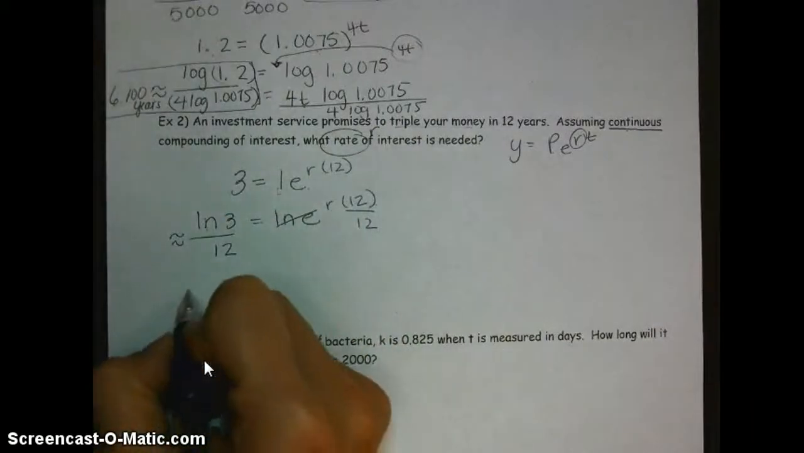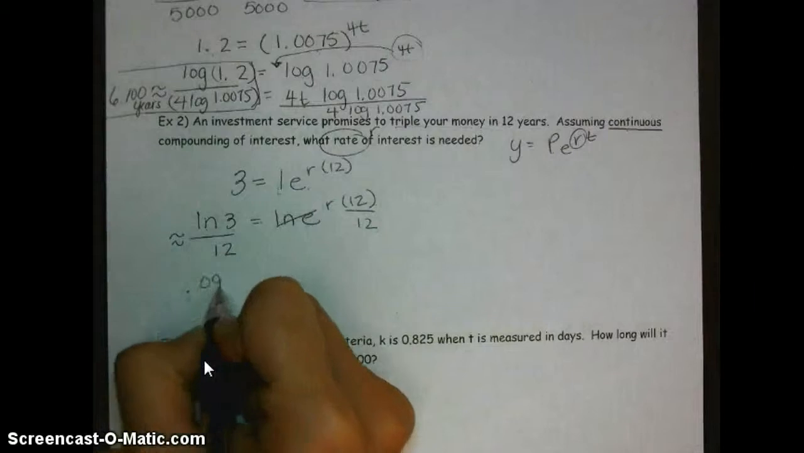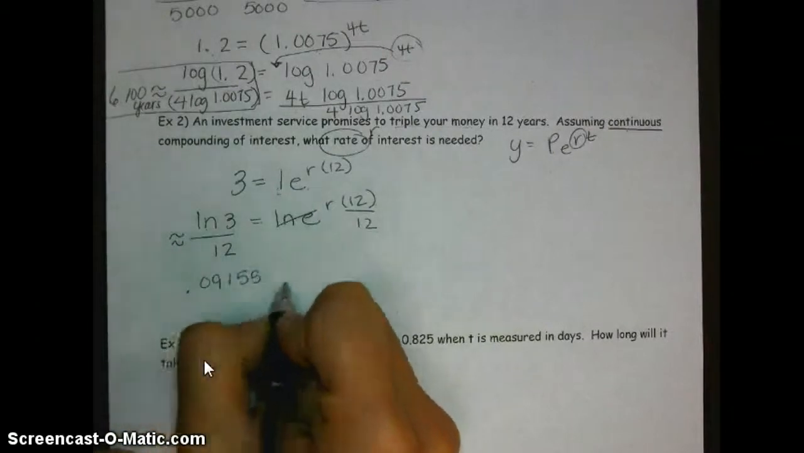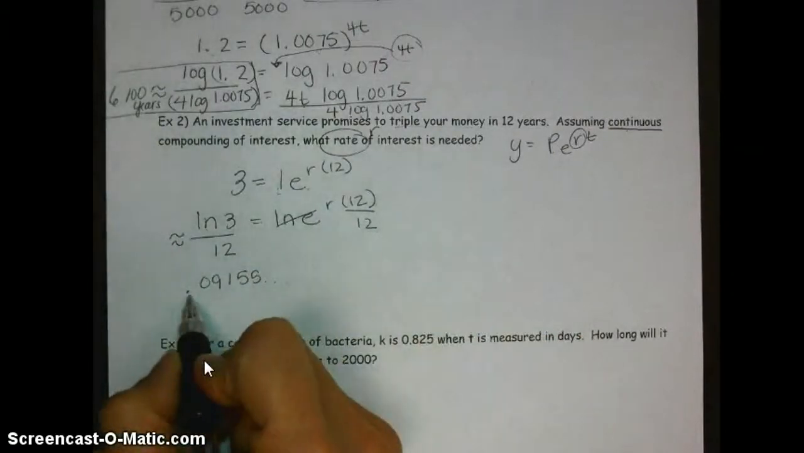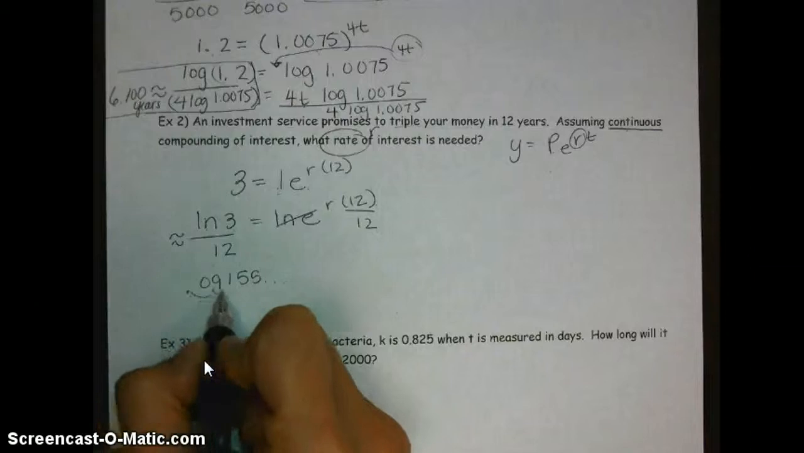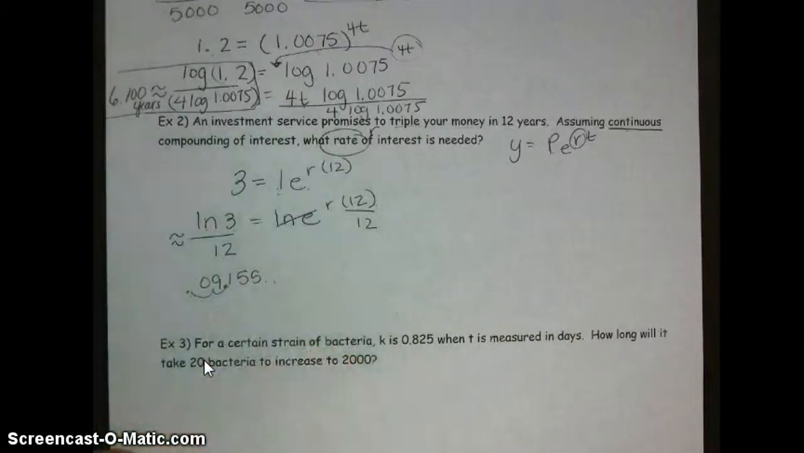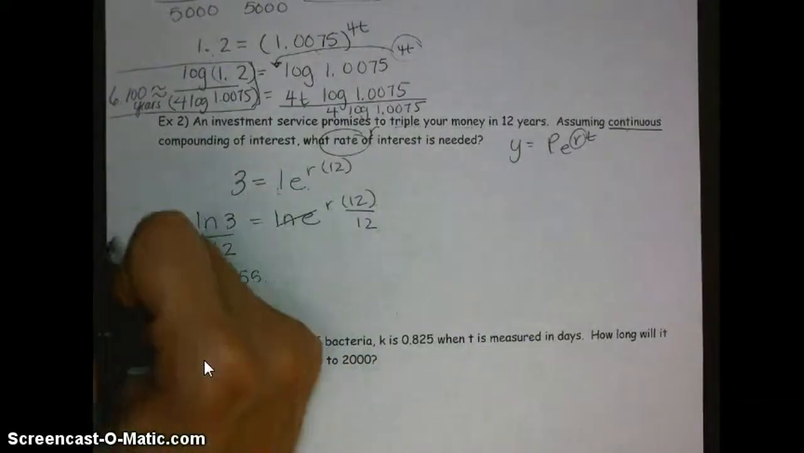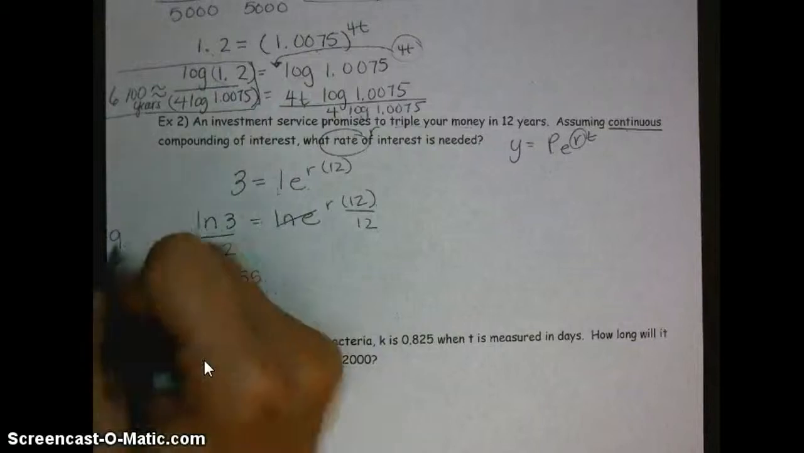The number you get back in your calculator is around this. We're looking for rate though, and rate is expressed as a percent. So you're going to have to convert that to a percentage. So that's 9.155%.